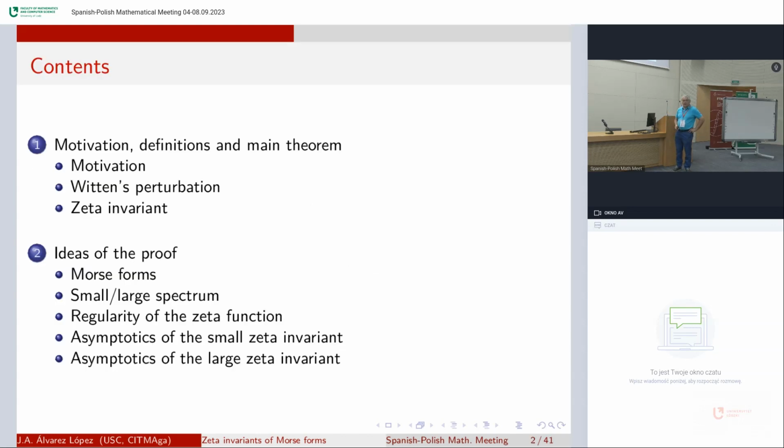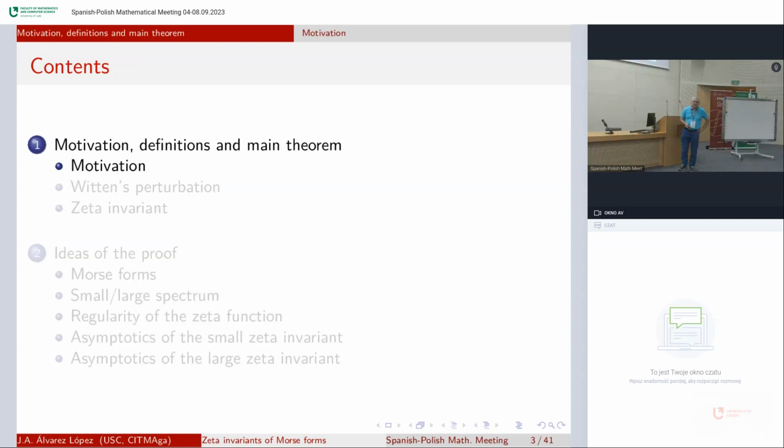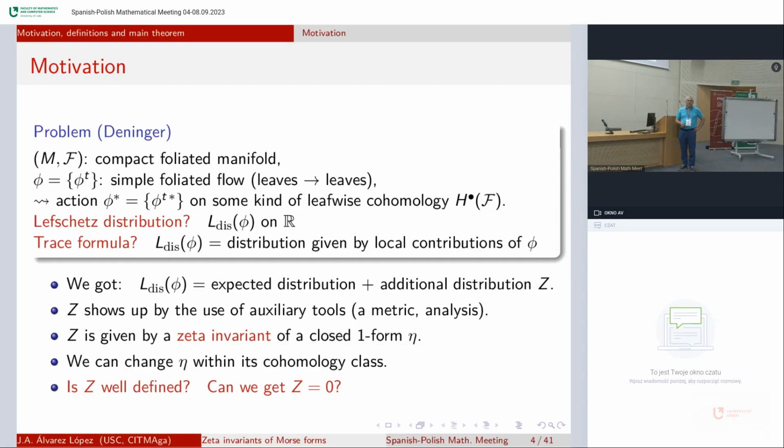I will talk a little bit about the motivation of the problem and some definitions, and then the ideas of the proofs of the main result. So let me talk about the motivation. The motivation is a problem which was proposed by Christopher Deninger.